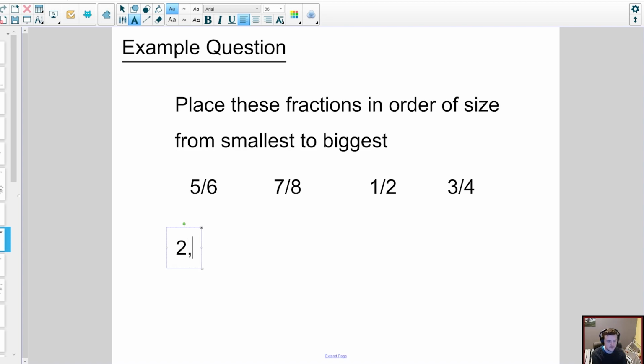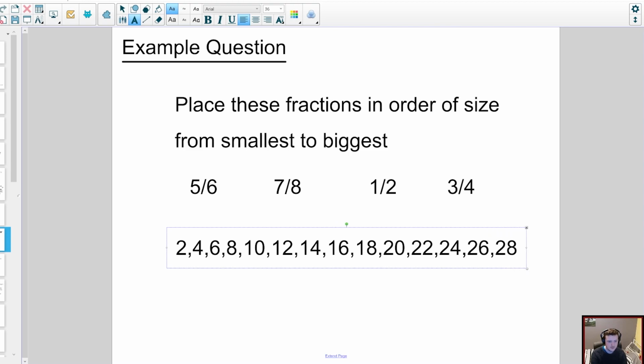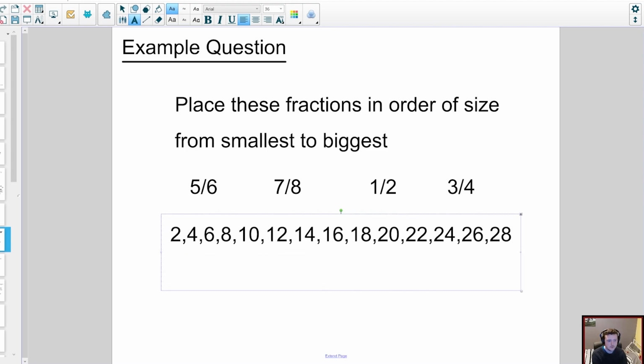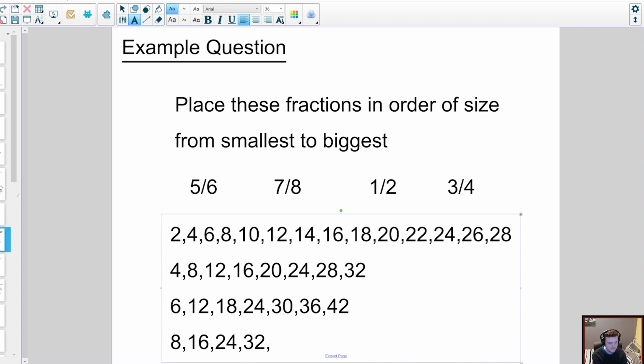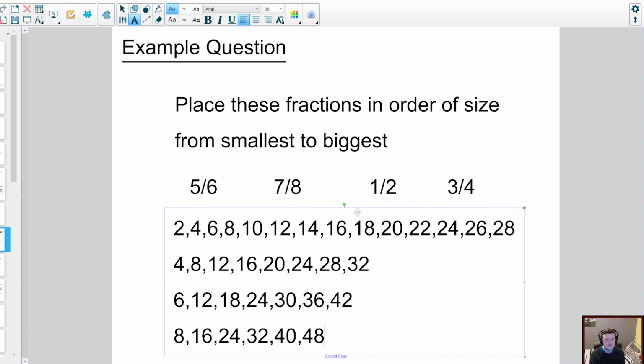Starting with the 2 times table, 2, 4, 6, 8, and so on. And I'll keep going. Okay, that's the 2 times table. The 4 times table now, 4, 8, 12, 16, 20, 24, 28, 32, and so on. Then the 6 times table, 6, 12, 18, 24, 30, 36, 42, and so on. And then finally the 8s: 8, 16, 24, 32, 40, 48, and so on. Knowledge of times tables is really useful and important. And if not, at least you can always write them down like I'm doing now to get an answer.